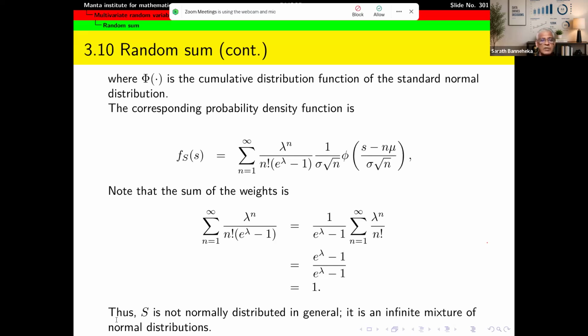So S is not normally distributed. This is not the density function of a normal distribution, right? In general, it is an infinite mixture of normal distributions. It's an infinite mixture of several different normal distributions. It is not a single normal distribution, right? So the question asks whether it is normal. No, the sum doesn't have a normal distribution.